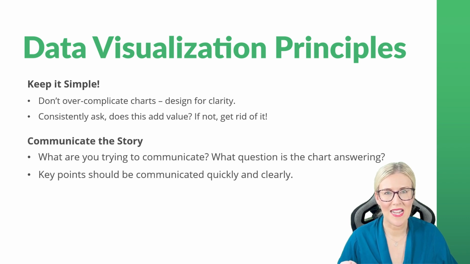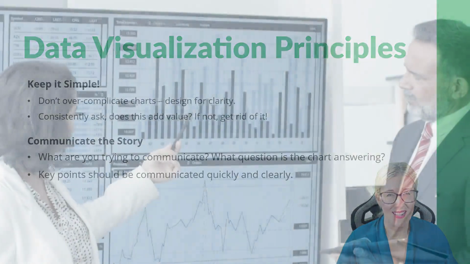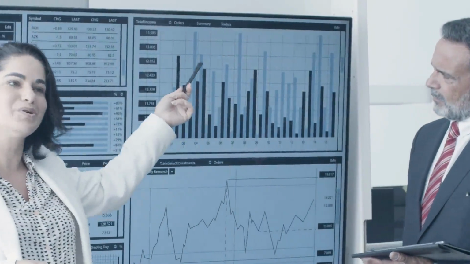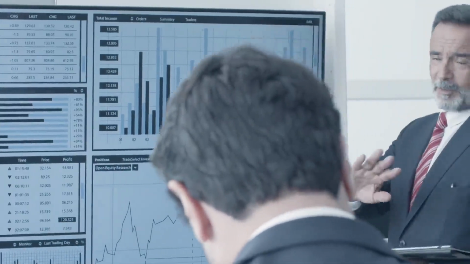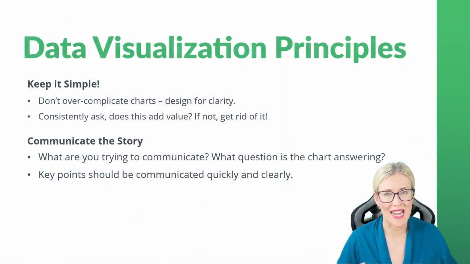The next point is your chart is there to communicate a story, the story of your data. And that story will be different depending on the questions that you're trying to answer. So what exactly are you trying to communicate? Are you answering the relevant questions from your key stakeholders or customers? And all of these key points should be communicated quickly and clearly so that your audience doesn't lose interest.